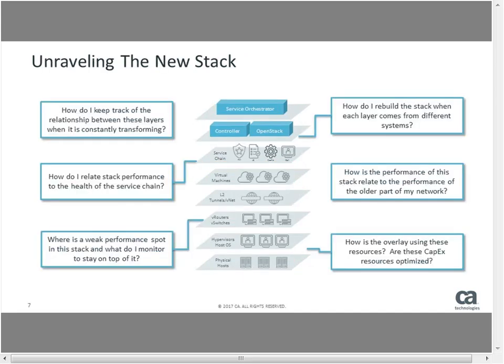And that is where our solutions help you answer all those questions. How do I keep track of all these issues? How do I keep track of the dependencies and relationships? How do I get visibility on all these things?